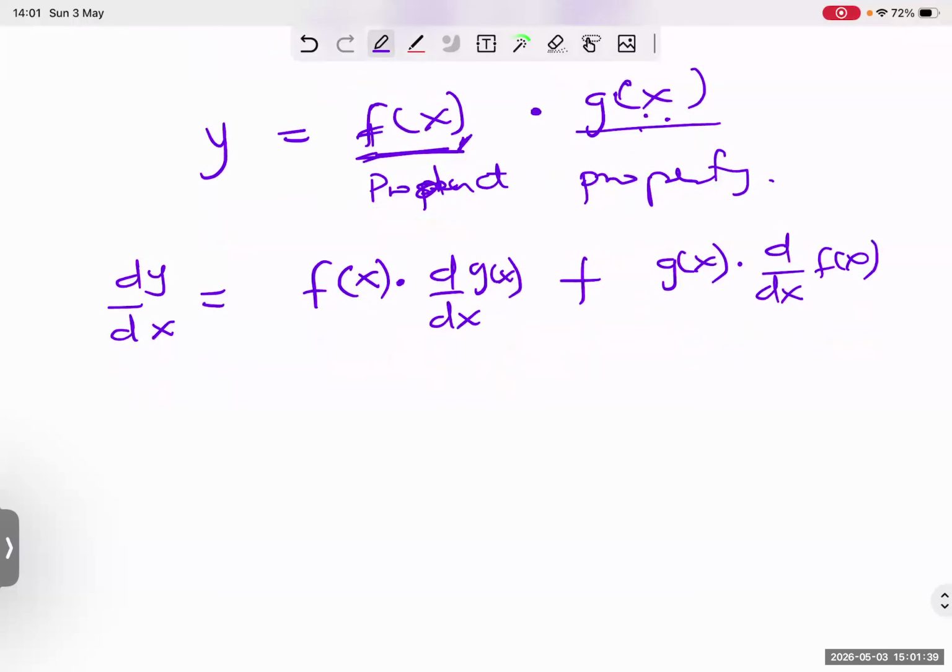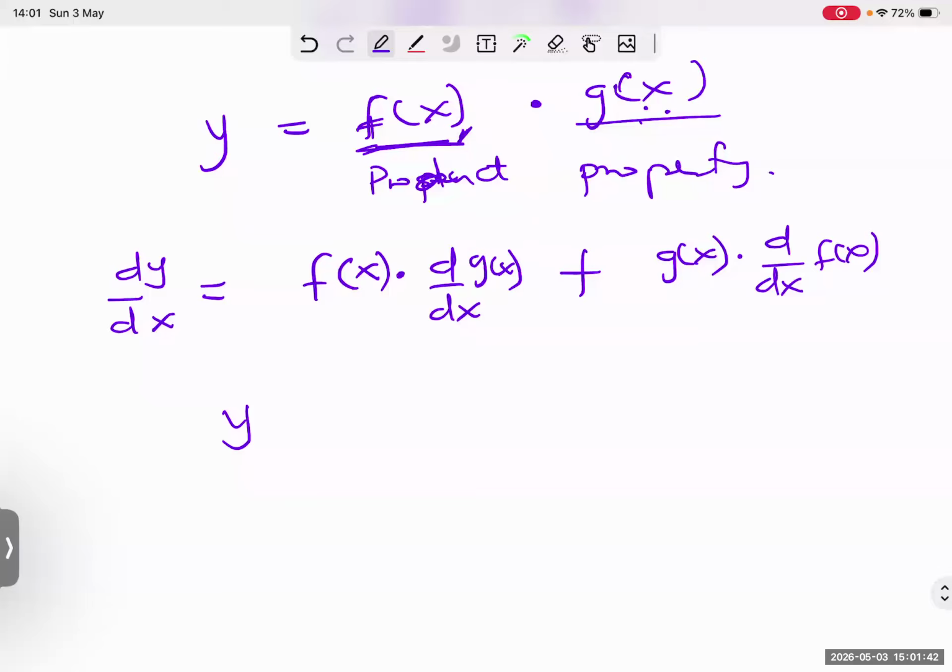That is okay. So for example of this, if we have y is equal to the square root of x times x to the power 4 plus 1.